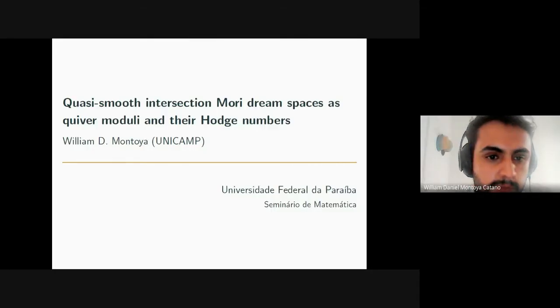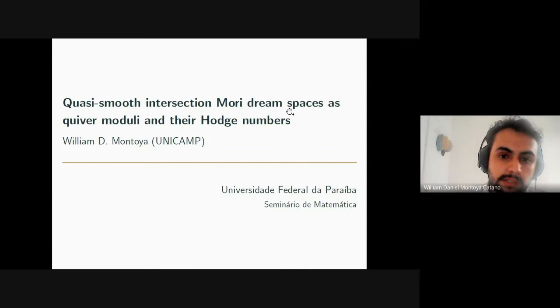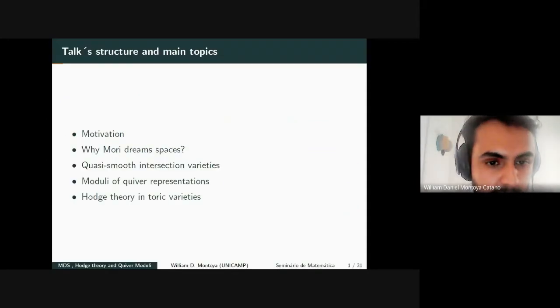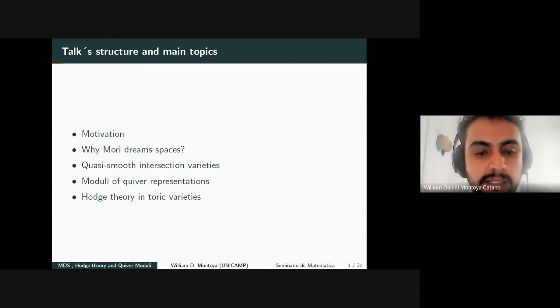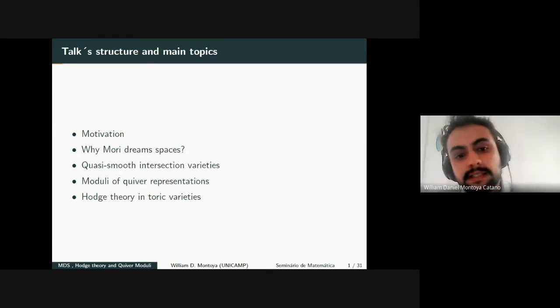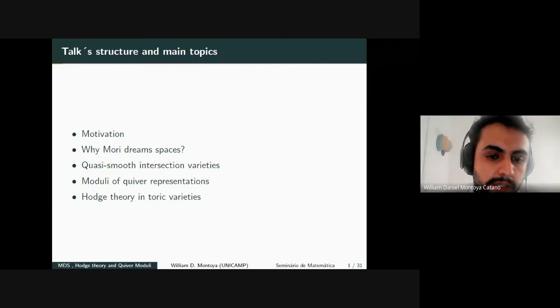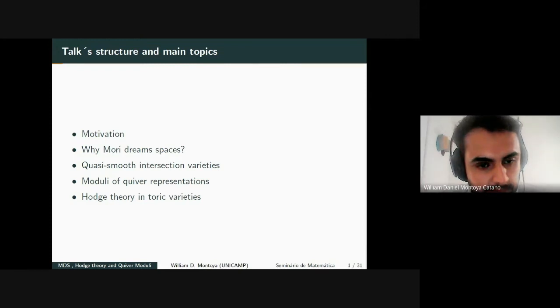Today I would like to talk about quasi-smooth intersection Mori spaces. I will try to give a historical motivation of why these spaces are interesting, but also I would like to point out why I got interested in this kind of object. I will do it step by step, because I got interested in them for a different purpose than the one for which they historically started to be interesting.